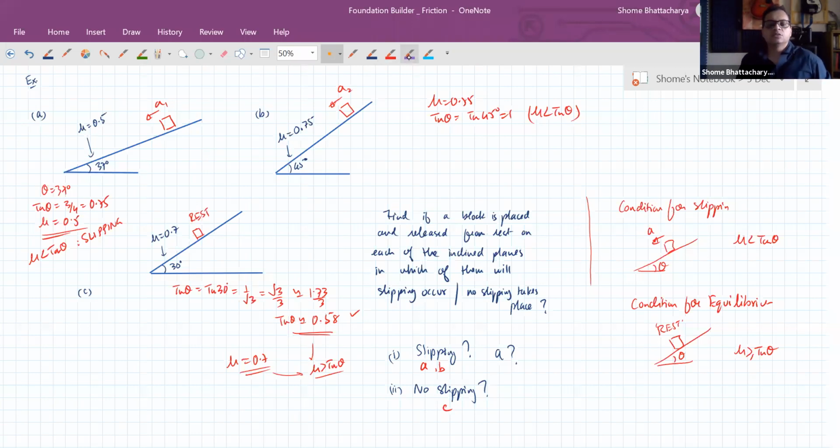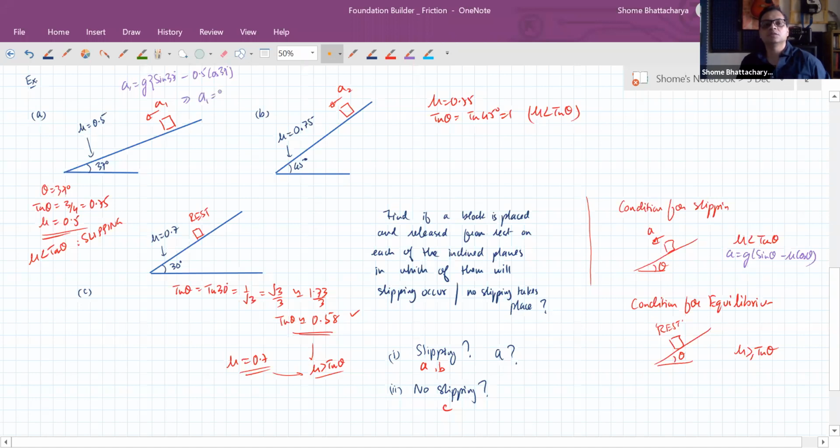Now once you have this, you can use the formula for acceleration. This acceleration is given by the formula g sine theta minus mu cos theta. Okay. So in this case, the acceleration will be g into sine 37 minus 0.5 cos 37. So when you work this out, this acceleration will come out to be g by 5 or 2 meters per second square. Just substitute the values of sine 37 and cos 37.